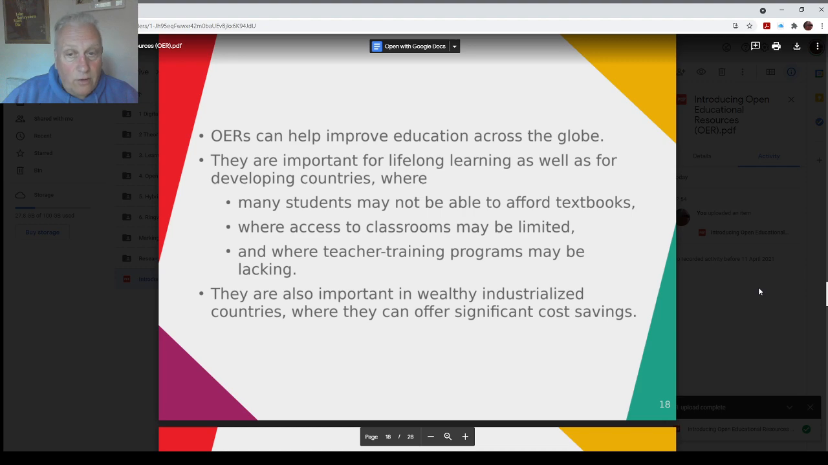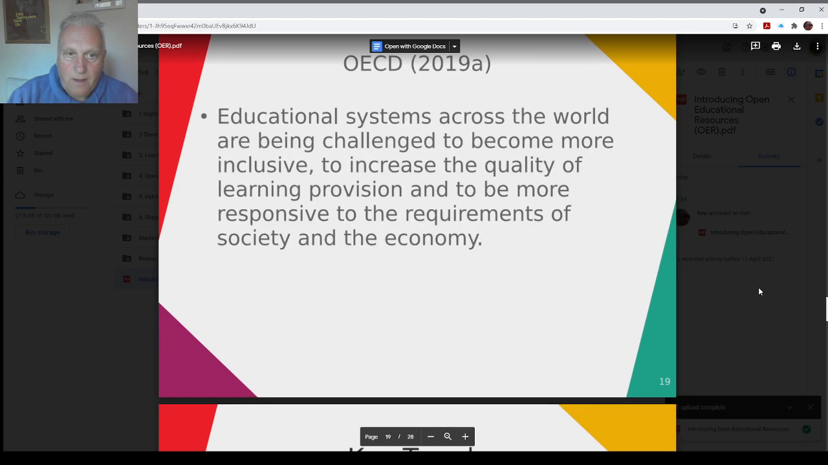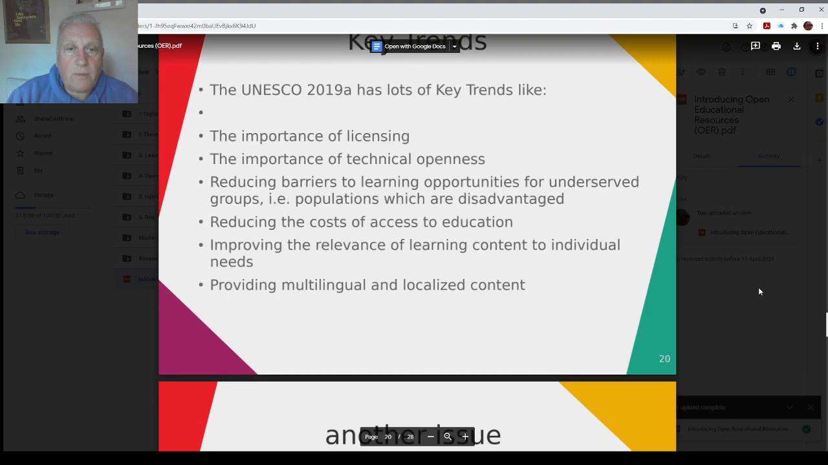They are important for lifelong learning as well as for developing countries where many students may not be able to afford textbooks, where access to classrooms may be limited, and where teacher training programs may be lacking. They are also important in wealthy industrialized nations, where we can offer significant cost savings. So they are good to use in an argument with your manager, which I have done in the past. Educational systems across the world are being challenged to become more inclusive, though, to increase the quality of learning provision, to be more responsive to the requirements of society and the economy.